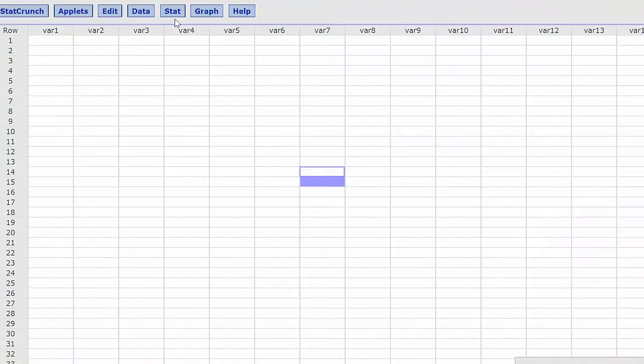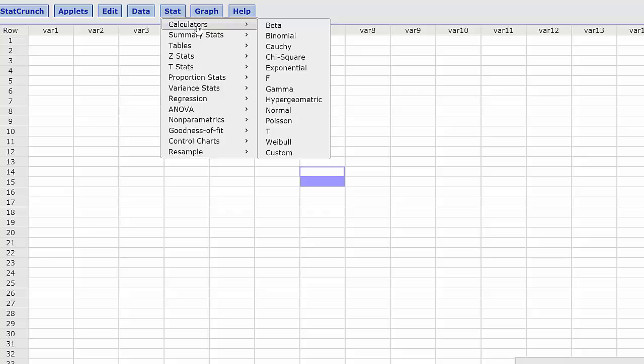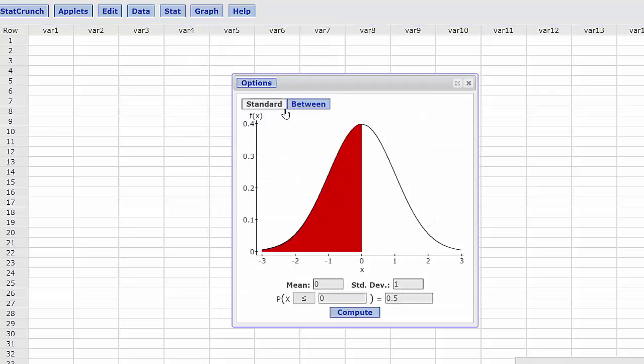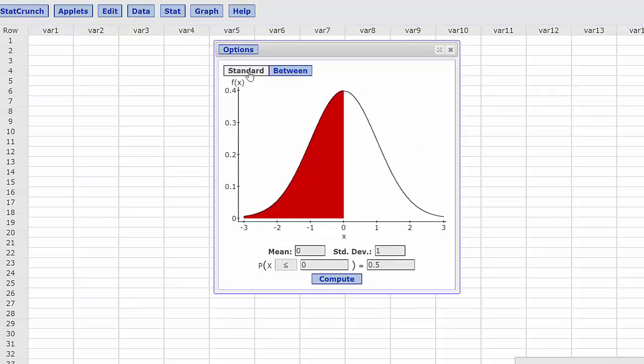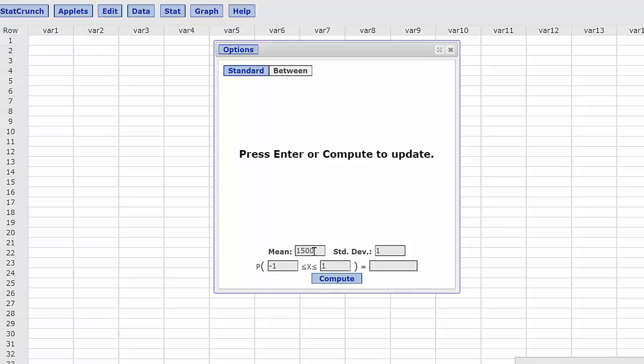So in StatCrunch, I'm going to go to Stat, Calculators, Normal. We have two choices here. We have the standard or between. We're doing between two values, so I'm going to go between. I'm going to fill in my mean, which is 1500. Standard deviation, 300. And I want between two values. So the values I have are 900, 1100.